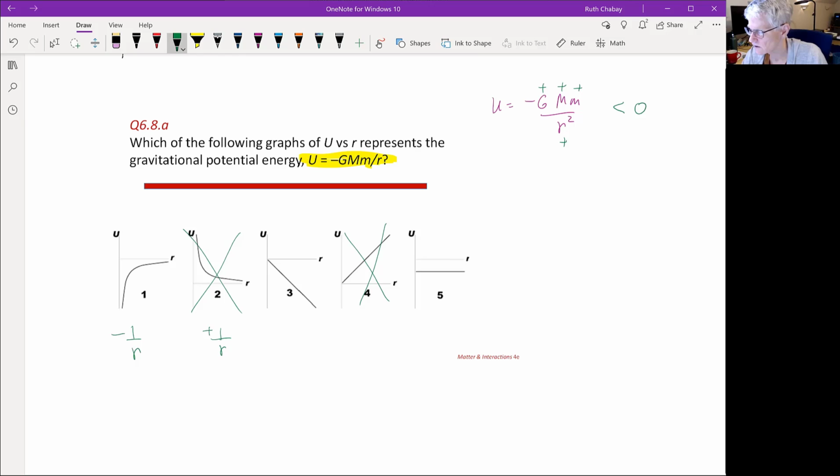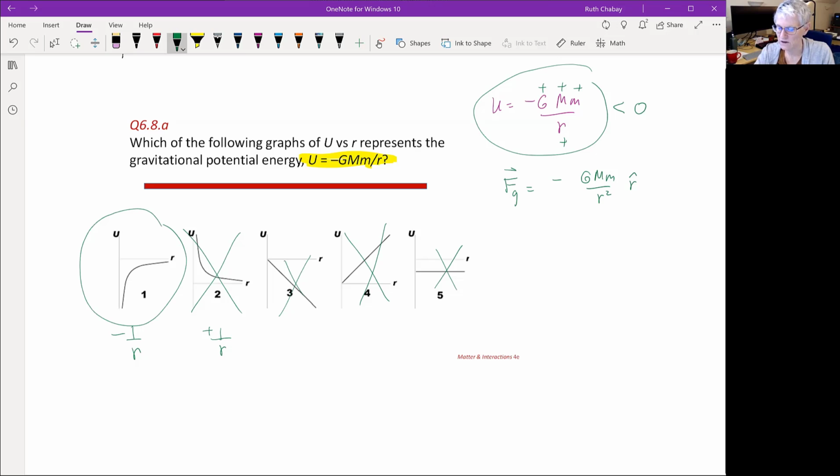R squared is the gravitational, whoops, sorry, it's R. So the force, if we were plotting the gravitational force, that indeed is a minus GMm over R squared R hat, right? But this potential energy, this scalar, which was the thing that you differentiate to get the force, is actually 1 over R. And so this is just a linear graph. That can't be right. That's a constant. That doesn't change. So definitely this is the right answer.